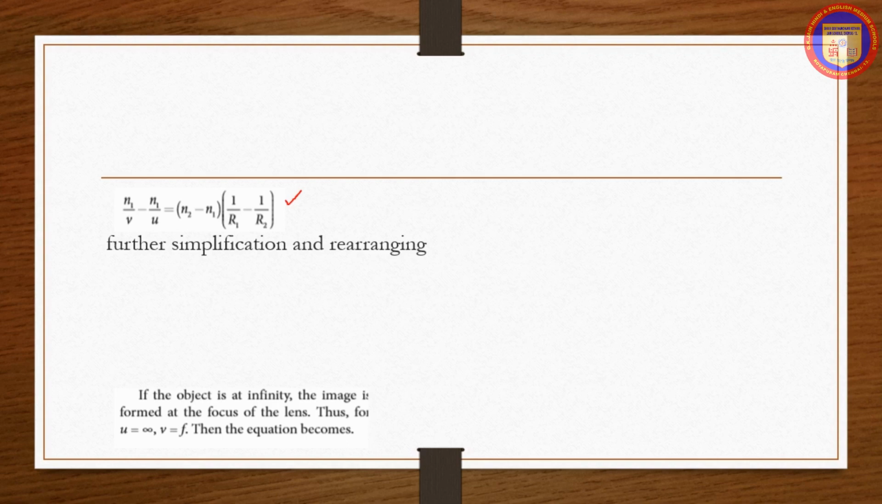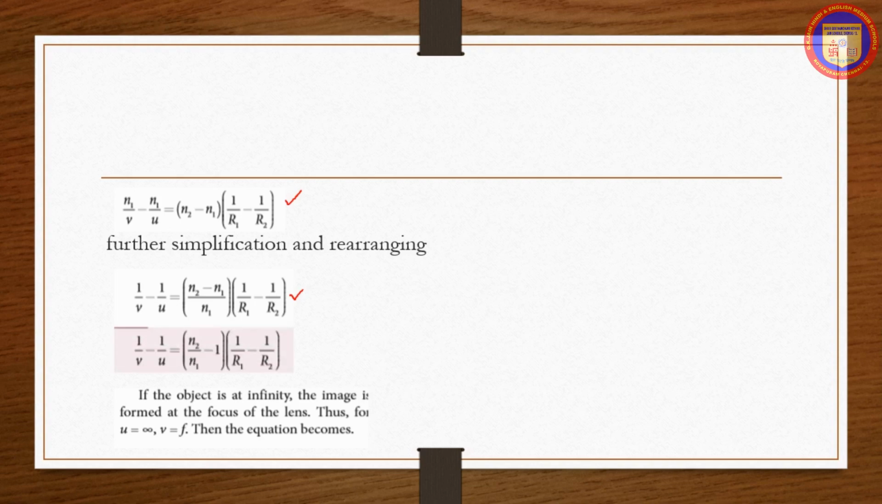On the left hand side N1 is common, so we take it out and bring the N1 to the other side. On further simplification and rearranging, we get 1 by V minus 1 by U is equal to N2 minus N1 divided by N1 into 1 by R1 minus 1 by R2. On further simplifying, we get 1 by V minus 1 by U is equal to N2 divided by N1 minus 1 into 1 by R1 minus 1 by R2.